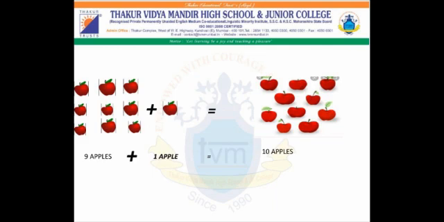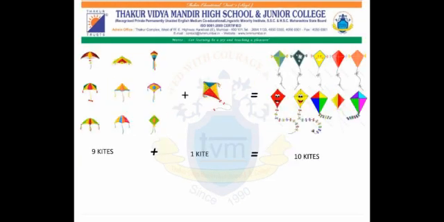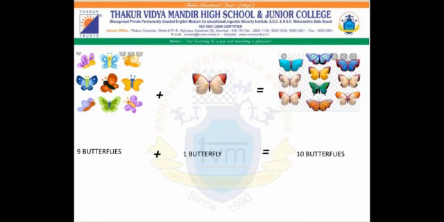Example 1. In this picture, there are 9 kites. If I add one more kite to the 9 kites, the answer will be 10 kites. Example 2. Similarly, in this picture, there are 9 butterflies. If I add one more butterfly to the 9 butterflies, the answer will be 10 butterflies. I hope students, the concept of introduction and writing the number 10 is clear to you all.